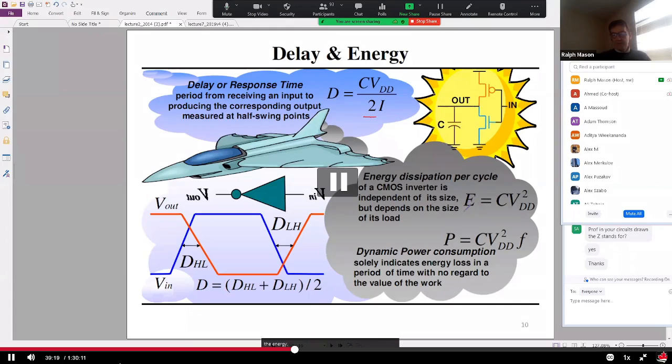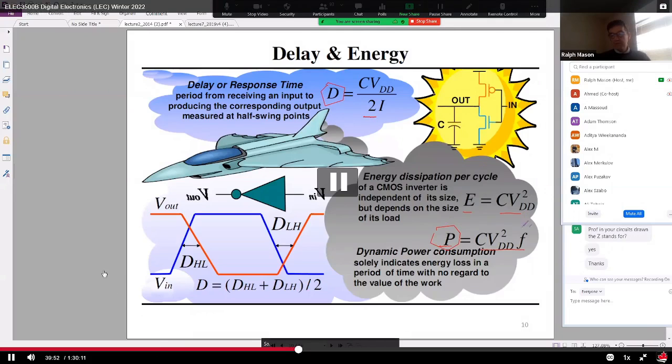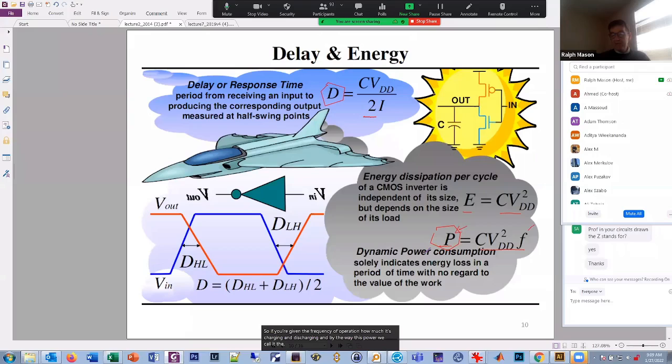The energy dissipation of a circuit, if you remember from your physics class or whatever, is C VDD squared, right? And the power of a circuit is the energy per unit time, or the energy times the frequency. So it's C VDD squared F. So now we have these two equations, one for the delay and one for the power, and those are the two most important things we want to know for any circuit. So if you're given the frequency of operation, how much it's charging and discharging. And by the way, this power, we call it the AC power or the dynamic power.